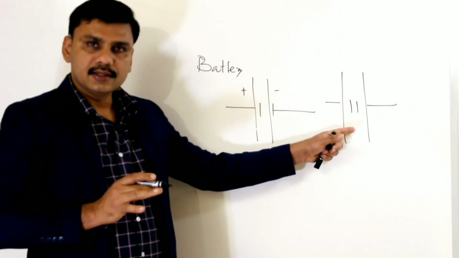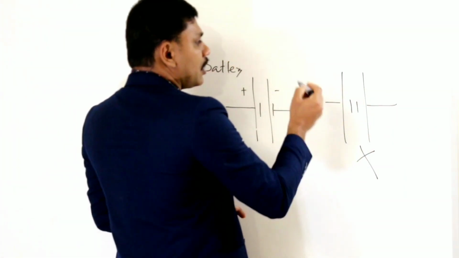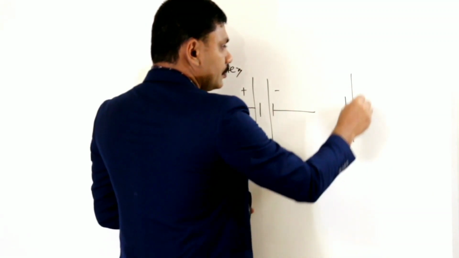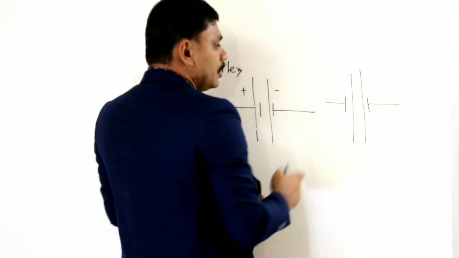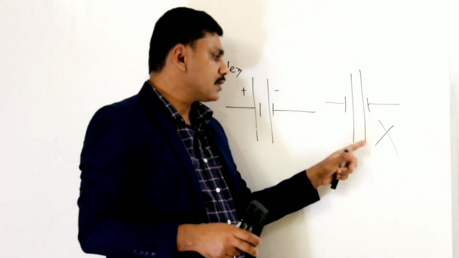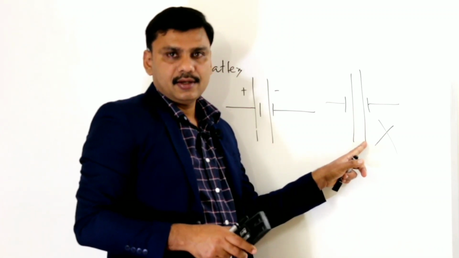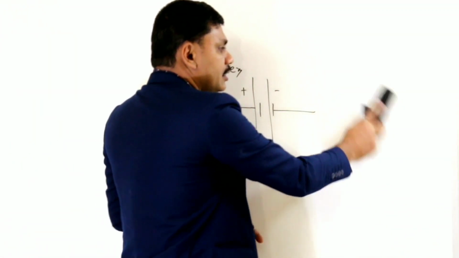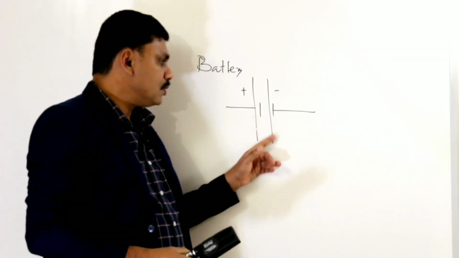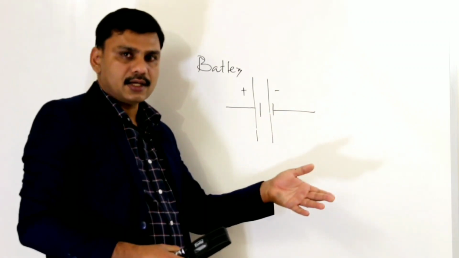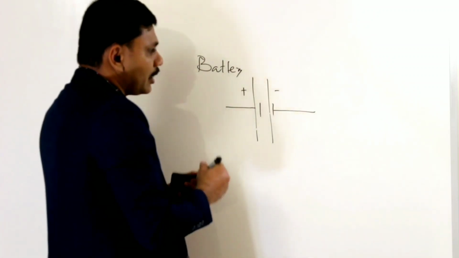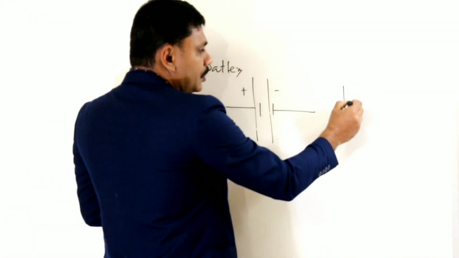If you connect like this, it is a wrong connection. And if you connect like this also, this is also a wrong connection, because the positive of this cell is connected to the positive of the other cell. So the correct connection for two cells is positive, negative, positive, negative. The negative of this cell is connected to the positive of the other cell. Or the same thing you can connect like this: negative, positive, negative, positive.